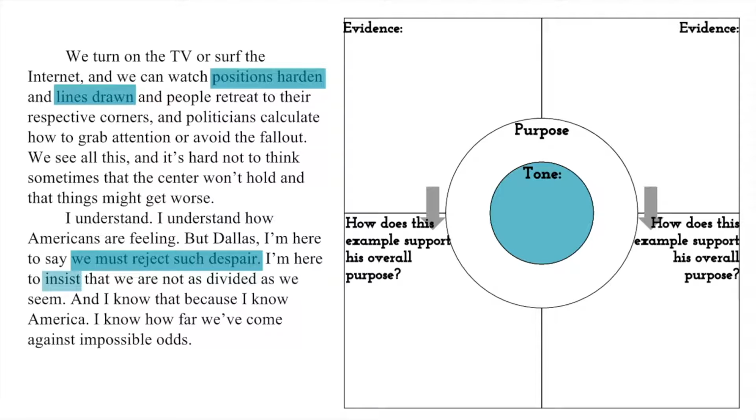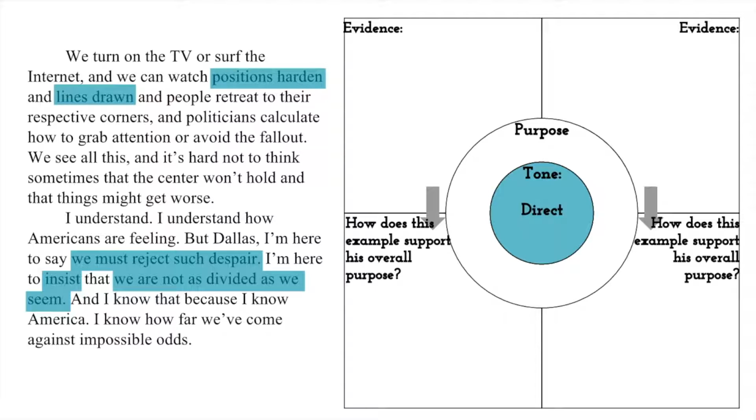I'm here to insist that we are not as divided as we seem. And I know that because I know America. I know how far we've come against impossible odds. Think about the tone that is being developed by the words I've highlighted on the screen. The tone I've selected for this portion of President Obama's speech is direct. Words like positions harden, lines drawn, reject, despair, insist we are not as divided. The diction that he uses here is very direct and even commanding to his target audience.